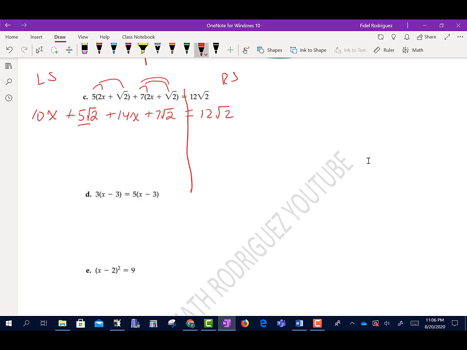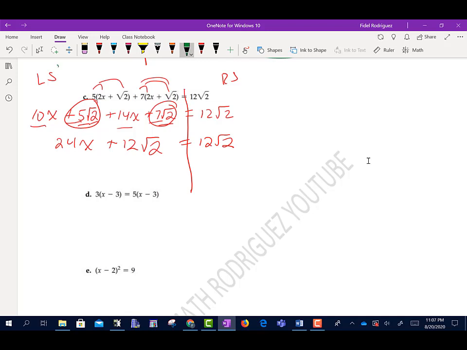Okay. So now let's go ahead and combine our pieces. 10 plus 14 is a 24x. Now these are also like terms. So when I'm adding terms like this, the fact that they're both square roots of 2 just says you're going to put a square root of 2, and then we're just going to add the numbers in front. 5 plus 7 is 12. Okay. Equals 12 square root of 2.